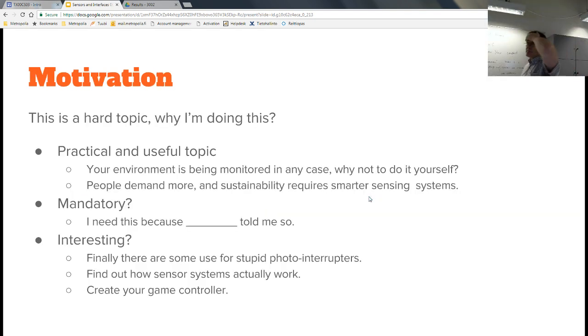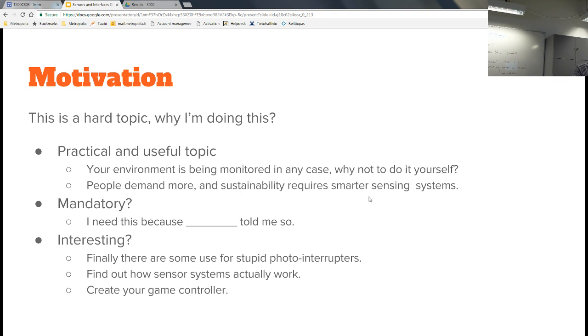A motivation. I don't need to motivate you, but I'll go through this anyway. This is a practical, useful topic. Basically, anything is monitored nowadays. Sensors are everywhere. So why wouldn't you make your own monitoring system somewhere? Of course, you can go to eBay and buy it, but making it is much cheaper. Why not do it?